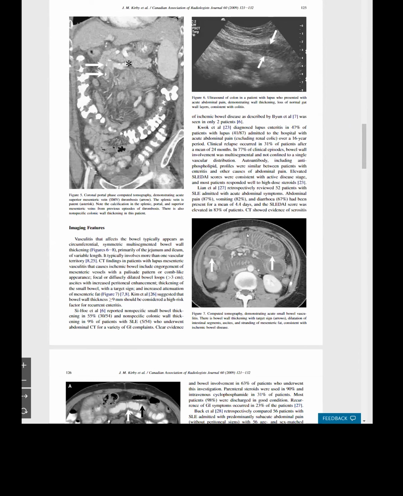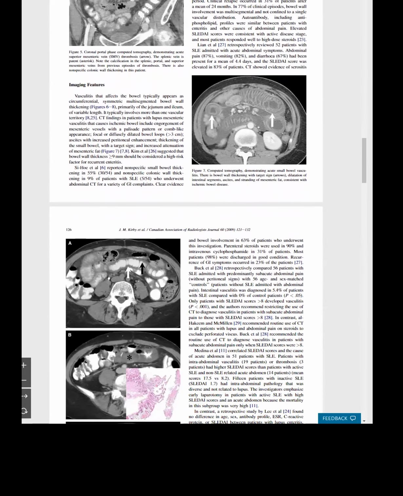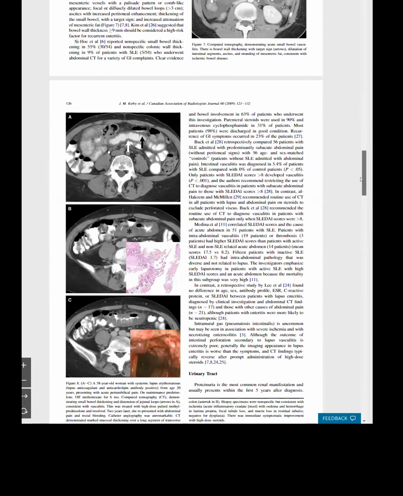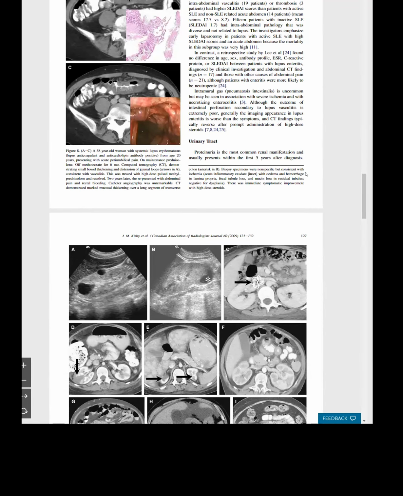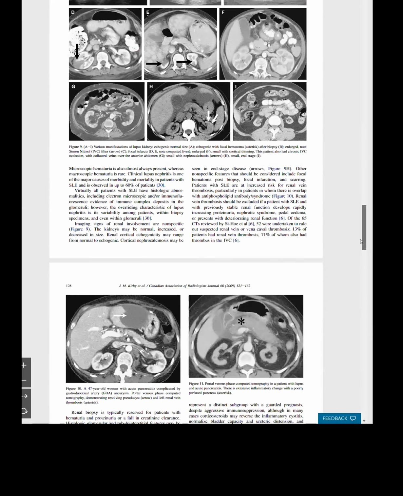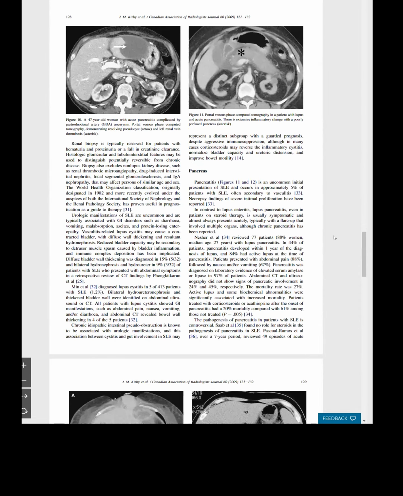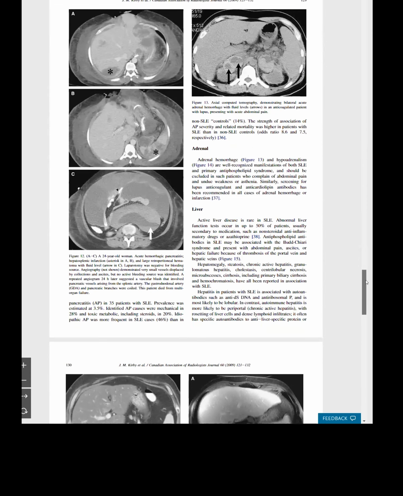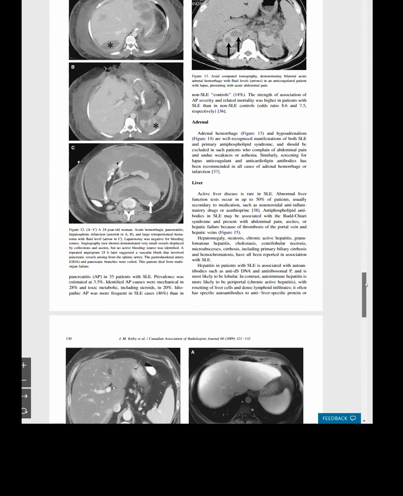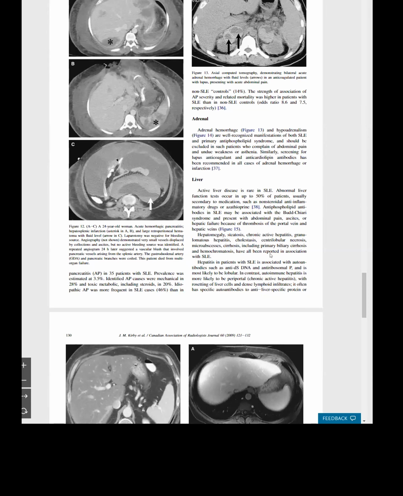If you look at this picture here, it very much resembles our patient where they have dilation of particularly the jejunum and concentric bowel wall thickening of the jejunum. Then they show us some more pictures of colonic involvement. And they talk about urinary tract involvement with proteinuria and other manifestations as well, including pancreas, adrenals, liver. The liver can be involved in the form of chronic active hepatitis.